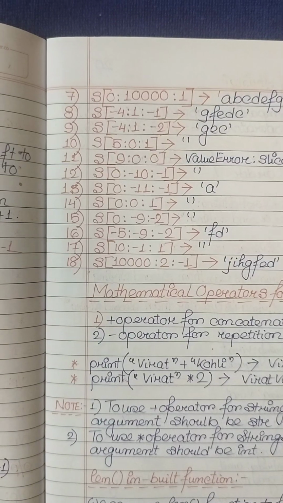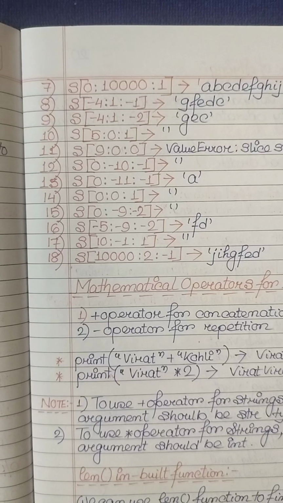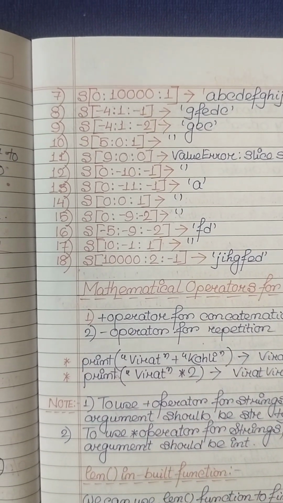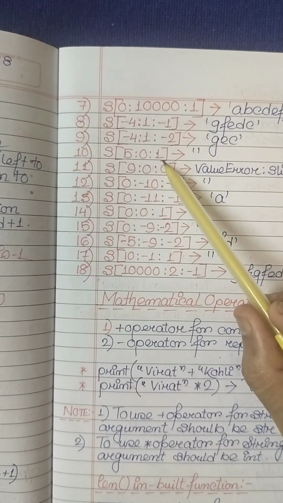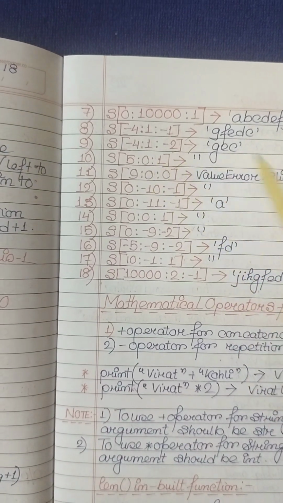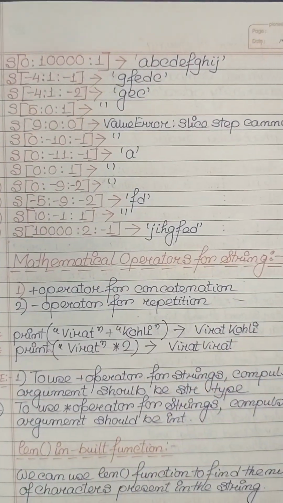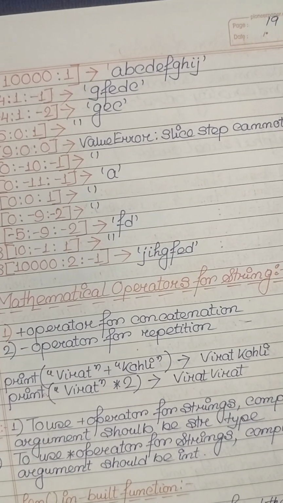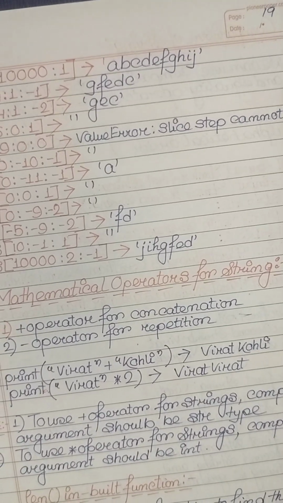When the step value is plus 1, then it will count from the forward direction. When the step value is minus 1 or minus 2, it will count from the backward direction. Now the end value was not mentioned, so it will print nothing.